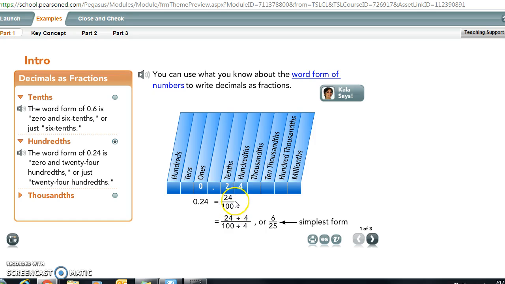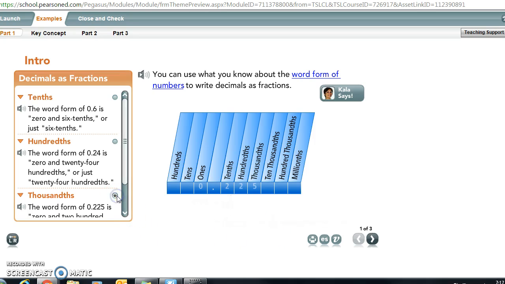Now looking at those two numbers and thinking about my GCF, I know that 2 can come out, but a number bigger than 2 that can come out of 24 and 100 is 4. So they divide 24 by 4 to get 6, and 100 by 4 to get 25.